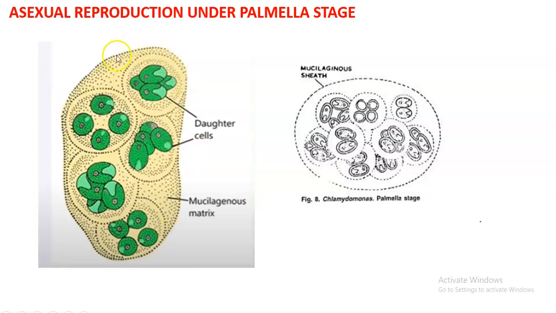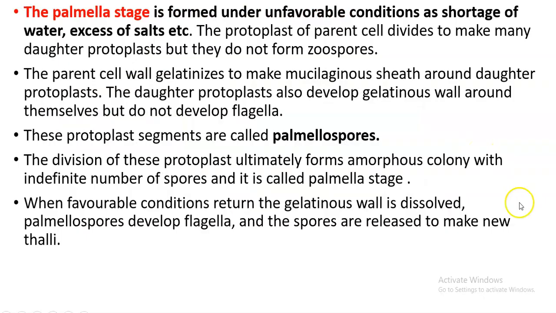What will happen is that this parent cell will secrete some gelatinous matrix to protect the daughter colonies, and these daughter colonies will themselves secrete gelatinous matrix to protect their daughter colonies. So it will be an entirely mucilaginous matrix, and within that all these particular daughter cells will be protected. You can see that this is a mucilaginous sheath. Within that you can see daughter colonies and their mucilaginous sheath, and when the time comes, all of these will develop flagella, contractile vacuoles, etc., and they will be released outside of the parent body by the disintegration of the parent thallus. Now I have given the note of palmella stage here as well.